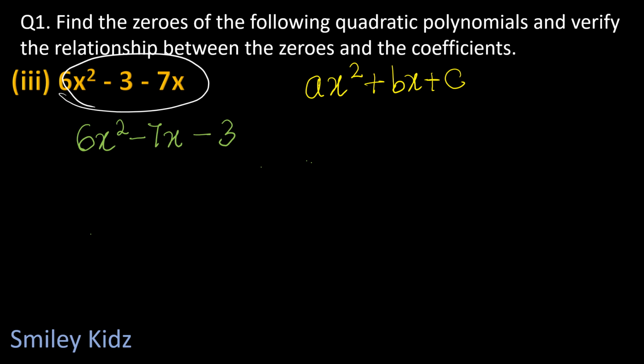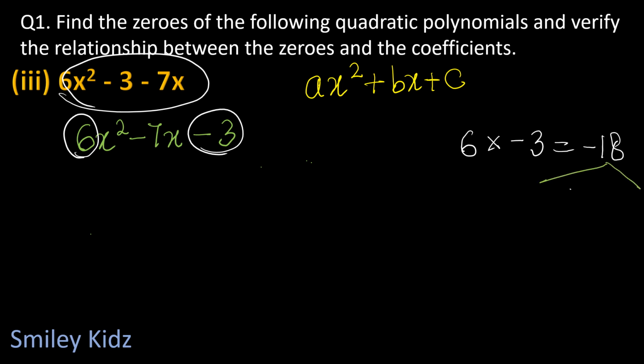Now we are going to find the zeros and then verify the relationship between the zeros and the coefficients. Now multiply the constant term with the coefficient of x square. So the coefficient of x square is 6 and the constant term is minus 3, which gives minus 18. Right? When we multiply, we get minus 18. Now we're going to find out the factors of this. So first we have minus 2 times 9. Then we have minus 9 times 2. Or we have 1 times minus 18 or minus 1 times 18. So all these factors are going to result in minus 18.